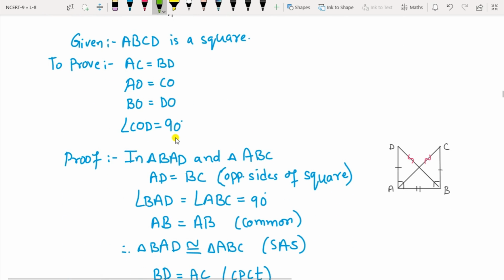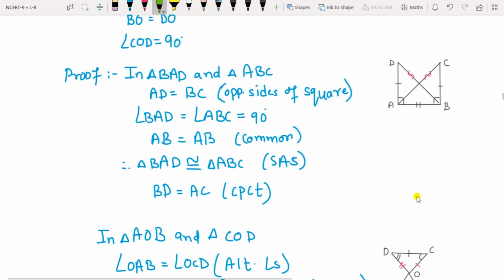So prove that. Now we will consider triangle BAD again, that we have seen above. BAD and ABC. So AD will be equal to BC. Angle BAD is equal to angle ABC, that is 90 degrees, and AB is common here, and therefore triangle BAD is congruent to triangle ABC by SAS, and therefore its CPCT will be BD, this one that I have shown here, curvy mark, that is BD is equal to CA or AC.